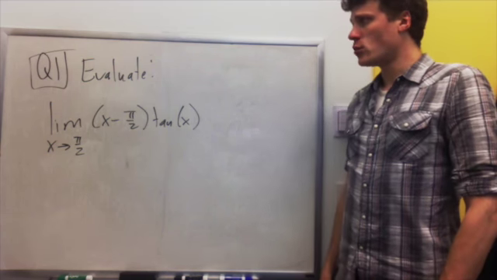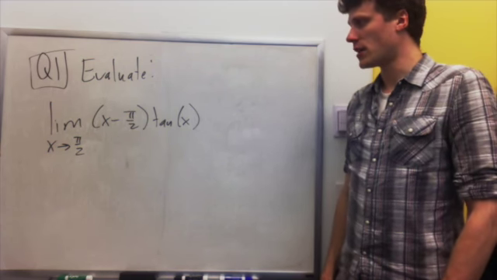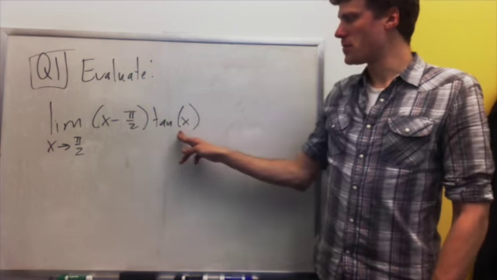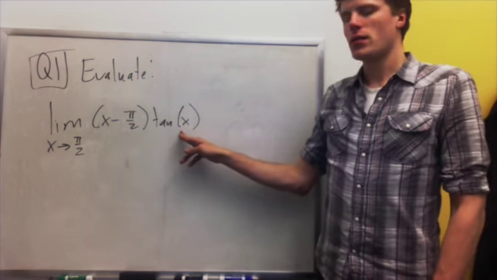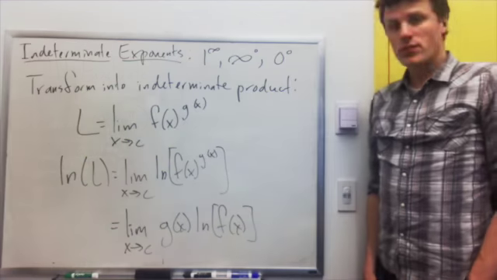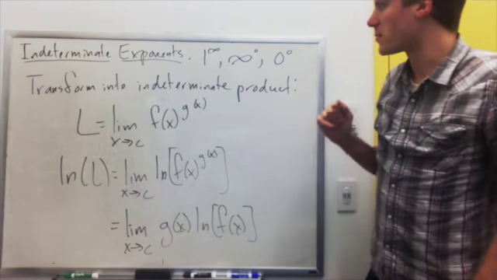Alright, so here's question 1. Evaluate the limit as x goes to pi over 2 of (x minus pi over 2) times tangent of x. And notice, this goes to 0, this goes to infinity. There are a variety of ways to attack this. Have at you. Okay, so there's one more indeterminate form that we're going to consider, which are indeterminate exponents.